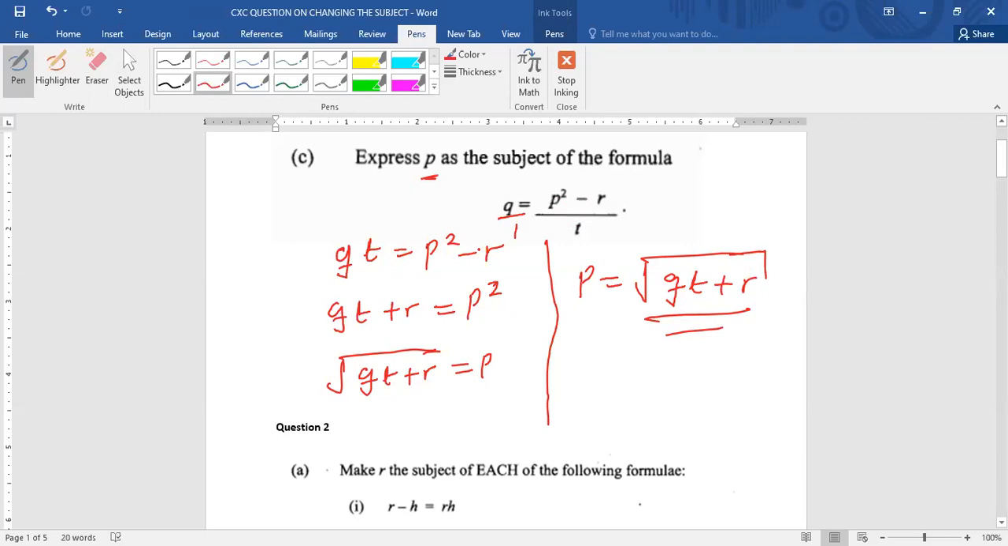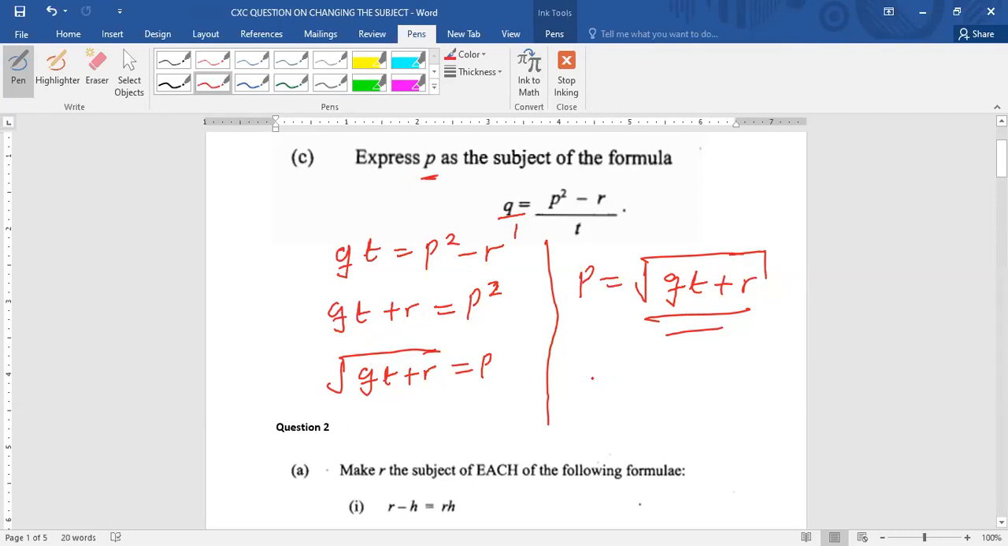The next thing is I need to get rid of the R. It's negative R. I'll carry it over to the other side. It becomes QT plus R is equal to P squared. Then we get rid of the what? The square. The opposite of square will give you square root. QT plus R is equal to P. Then say to the left, P equals square root of QT plus R.